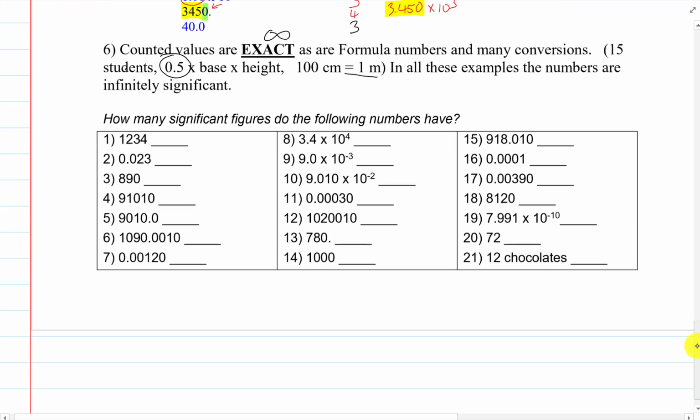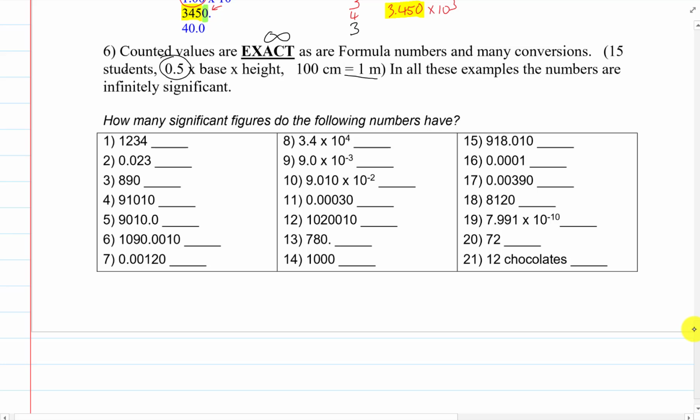And now here are some questions for you to try. 21 of them. Try to figure out how many sig figs each of those are and go ahead.